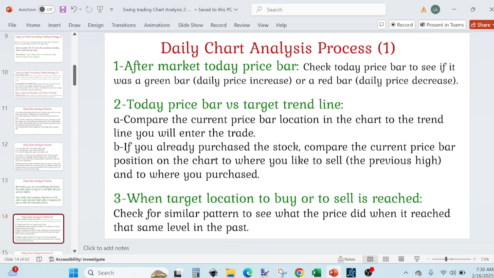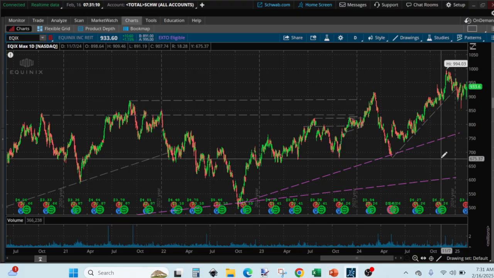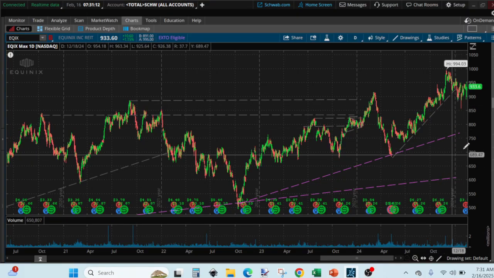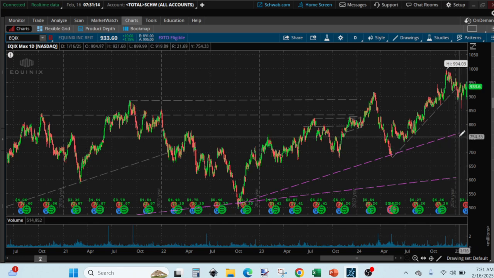You are not going to spend a lot of time. You are just comparing where you want to buy to where the price is. If it's far from it, there is nothing you are going to do about it. You just want to see if it's a red bar or green bar, the last price bar, and you just move to the next stock. So when the target location to buy or to sell is reached, that's where you actually pause, spend more time, zoom, and see what is really going on around that area.